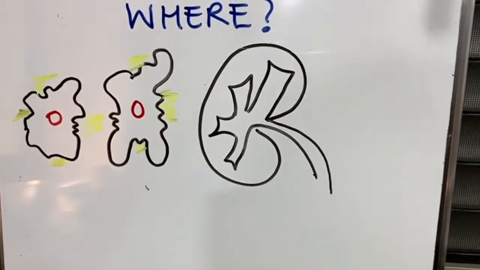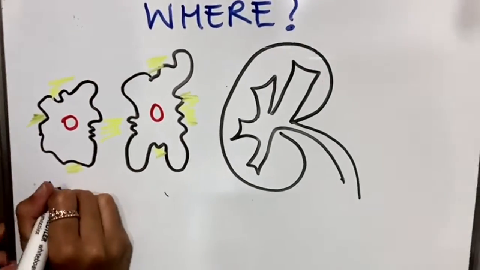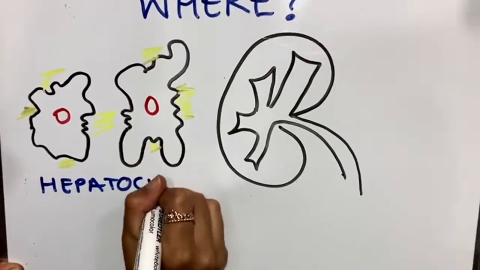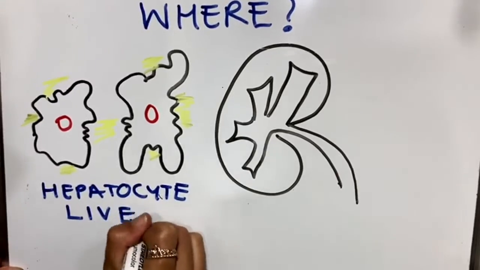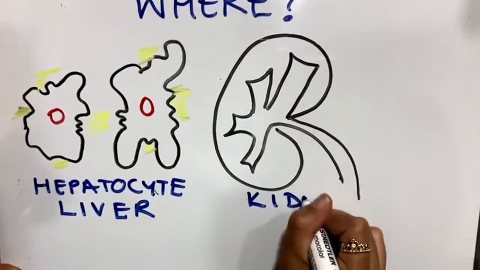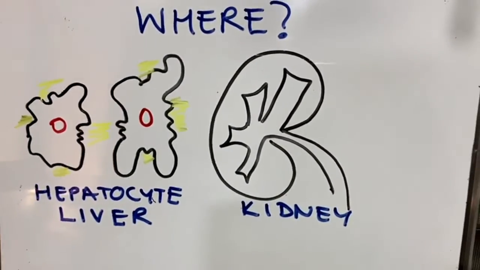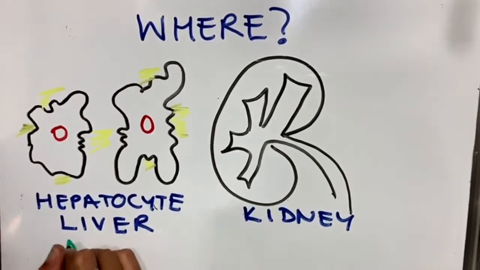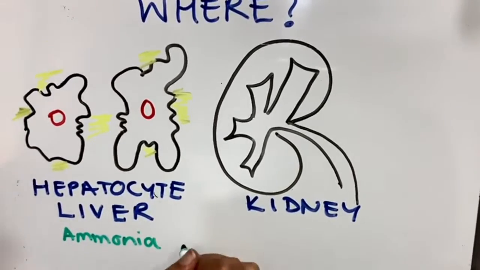It occurs mostly in our hepatocytes, in our liver cells, but also to a smaller extent in our kidneys. Ammonia is sent through the urea cycle in the liver, which is a series of enzymatic reactions that convert it into urea. Urea then can be easily dealt with by the kidney.